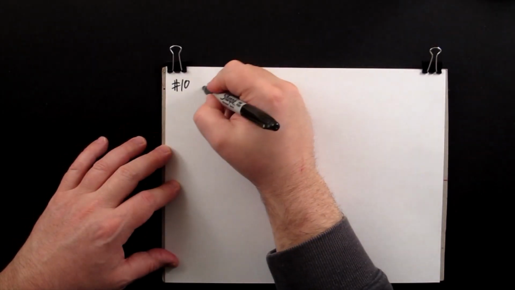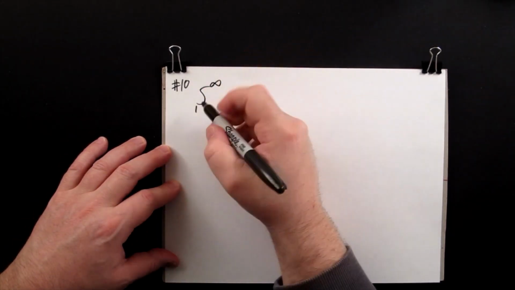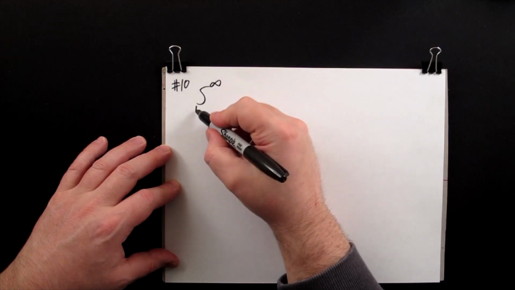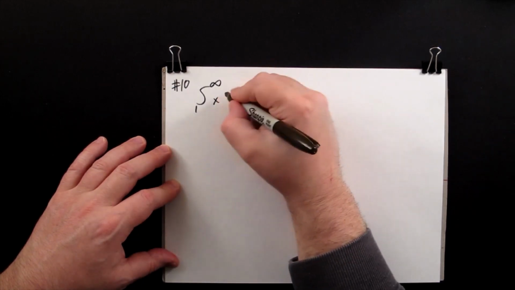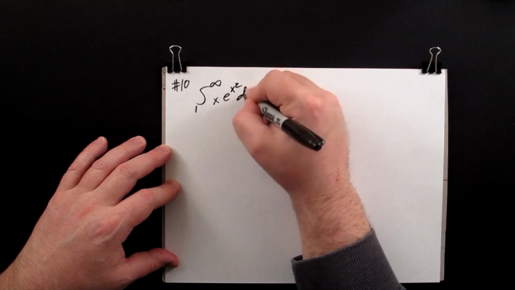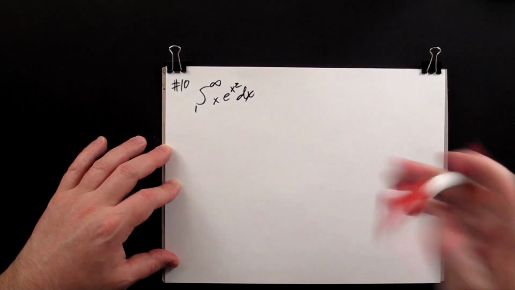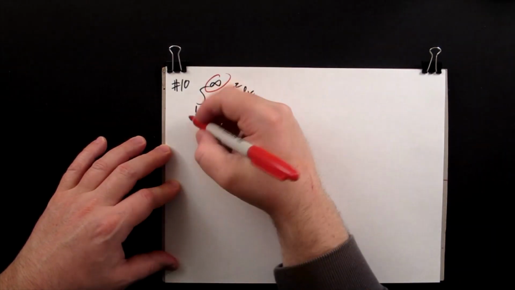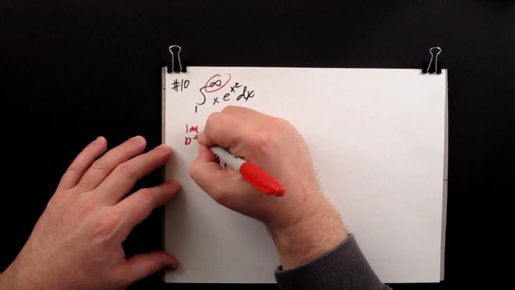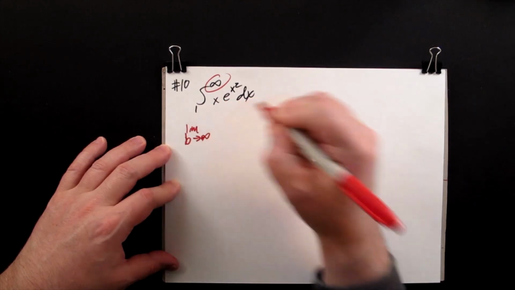Example number 10. Find the area from 1 to infinity of x e to the x squared dx. So replace that with a limit. It's the upper bound, so we're using b.